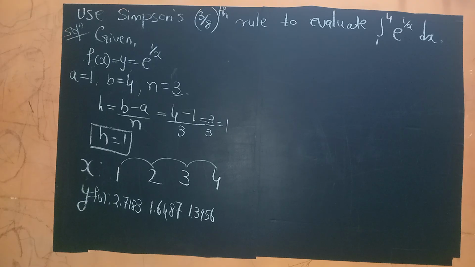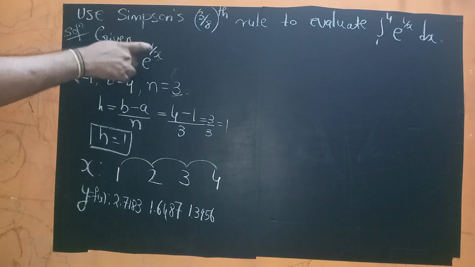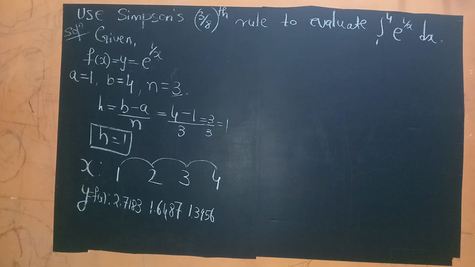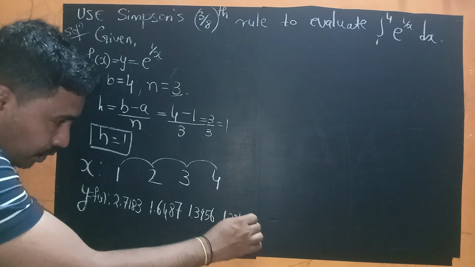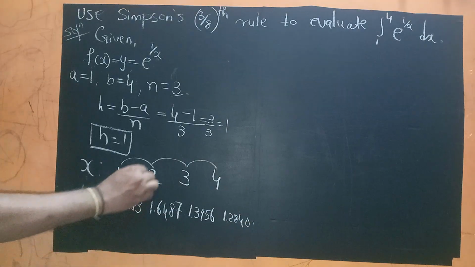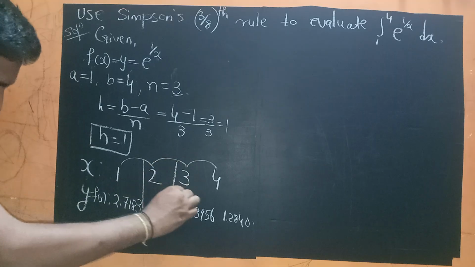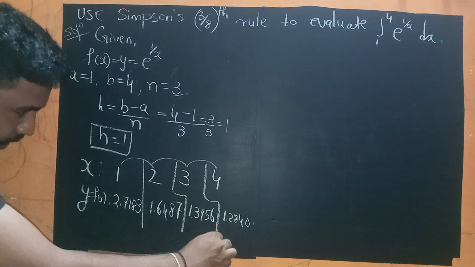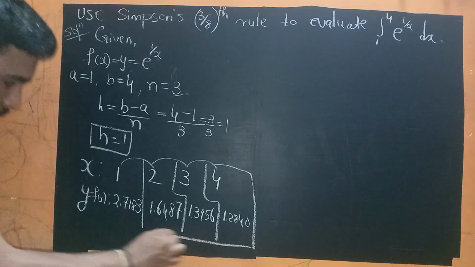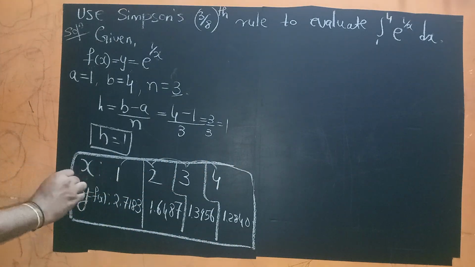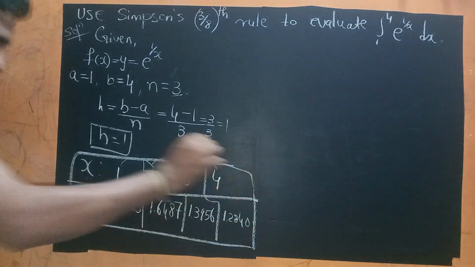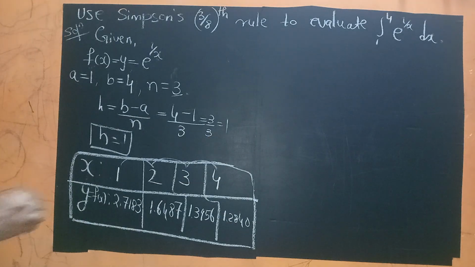Then x equal to 4, 1 by 4 is 0.25, e power 0.25, and the corresponding value is 1.2840. So these are the x values and the corresponding y values. You have to remember this. The basic steps are common for all the problems; we just follow those steps.